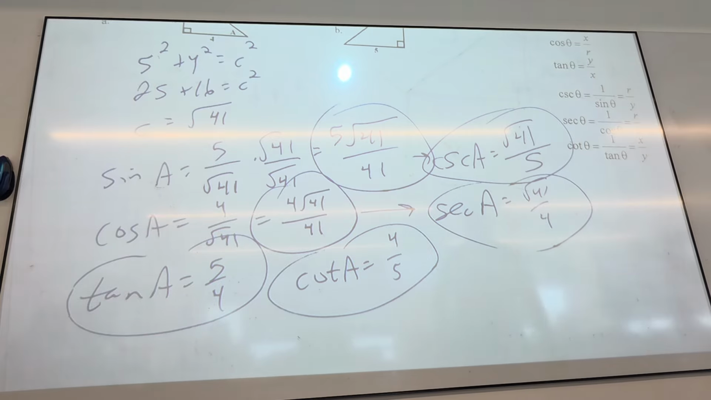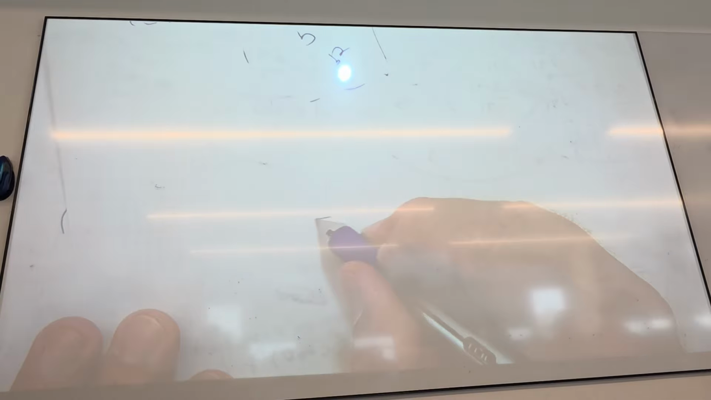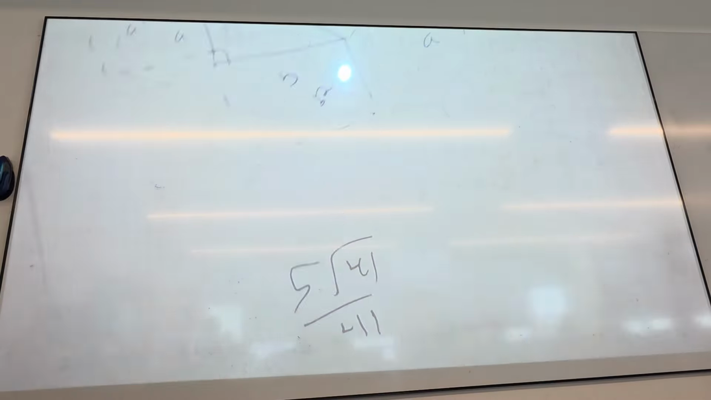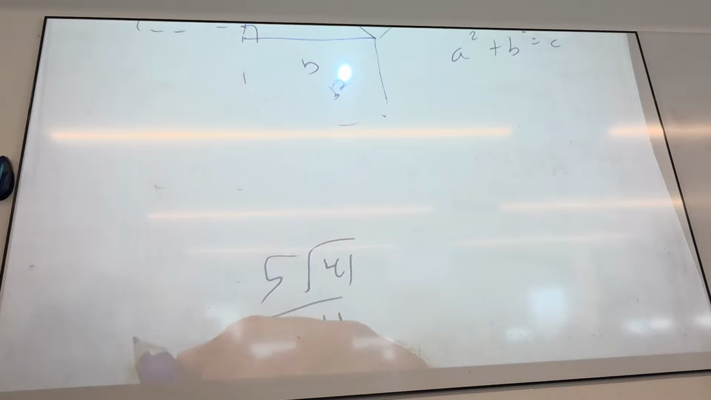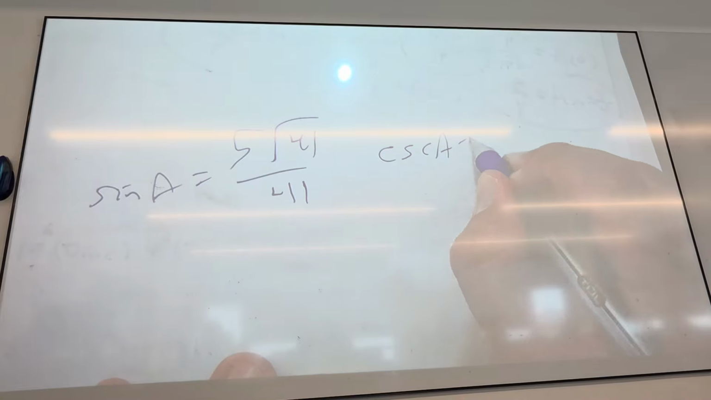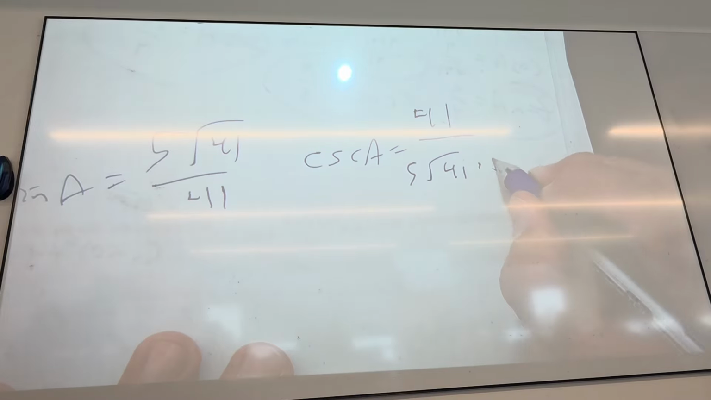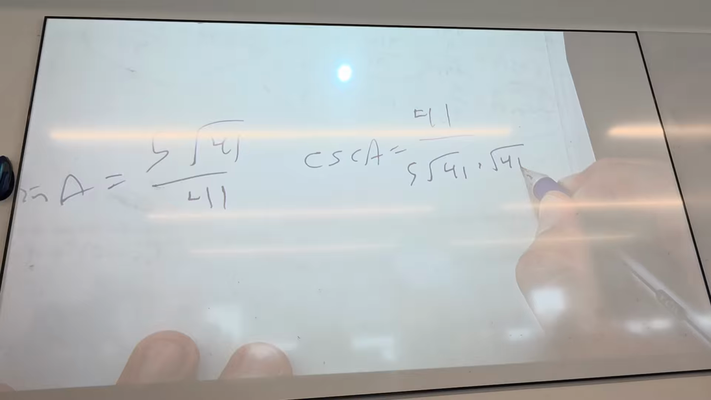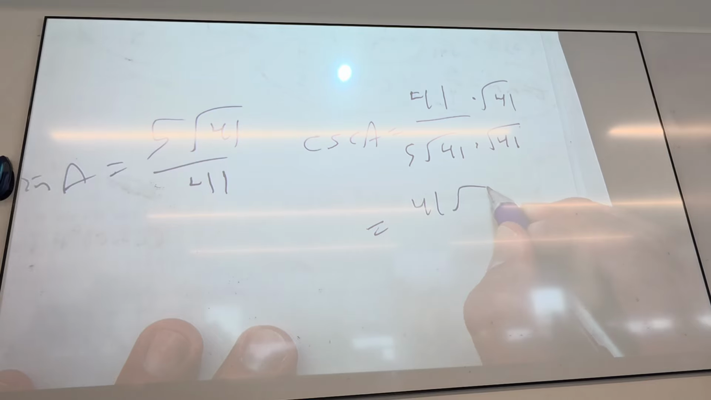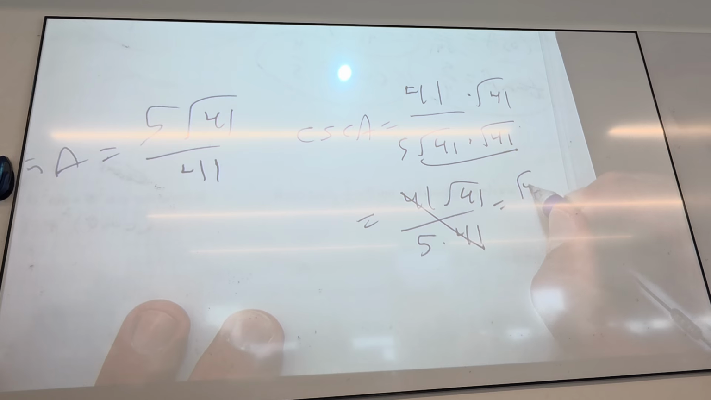How would you simplify it if you were to find the cosecant with the end result of the sine? Let's see. 5 rad 41 over 41. That's sine, yes? If I got cosecant to be 41 over 5 square root of 41, I've got to multiply by rad 41 for the same reason as before, yes? This becomes 41 rad 41 over 5 times 41. Is that cool? And then we end up with the same answer we got before.